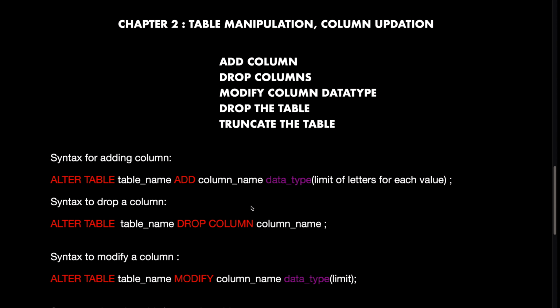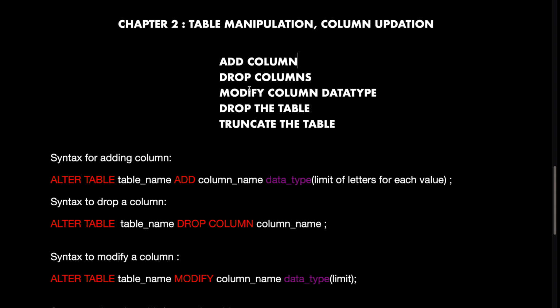So in this chapter we'll be discussing how we can add a column to a pre-existing table, how we can drop the column, how we can modify the column's data type, how we can drop the content of the table, how we can truncate or delete the table from the database.